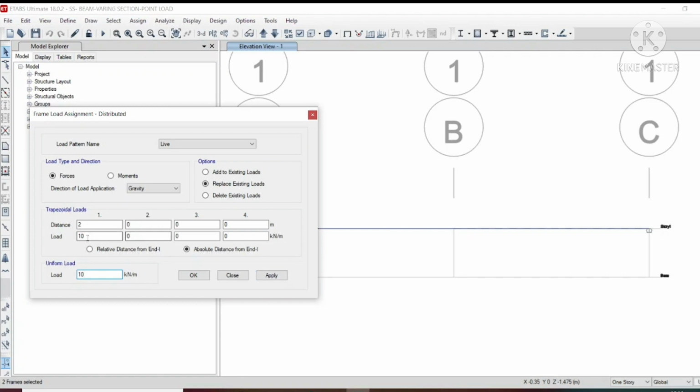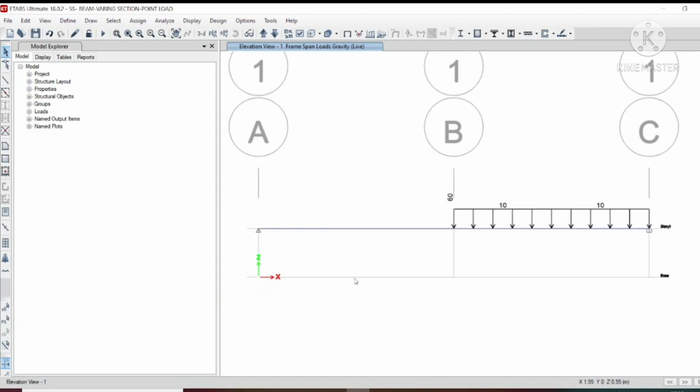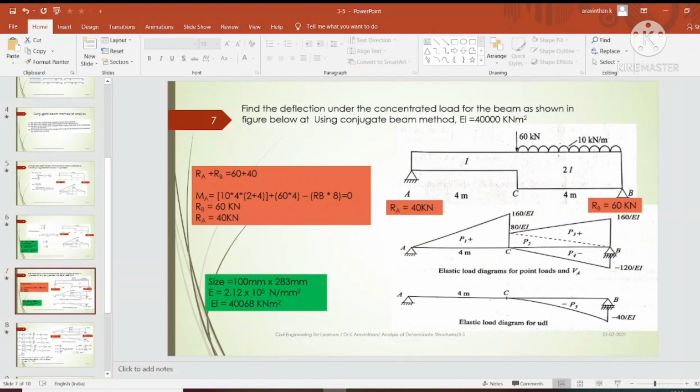And you can apply it by using this. Yes, we got 10 kilonewton per meter for the right hand side section, and since we have divided this frame, we got two values here, so it is not an issue. The rest of the values are the same. And now let us analyze.